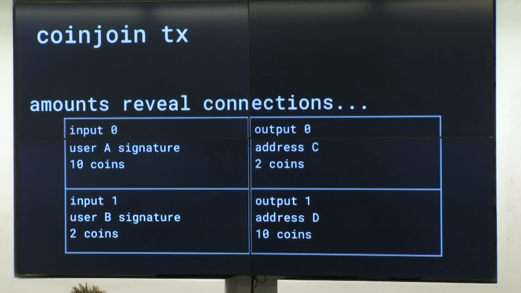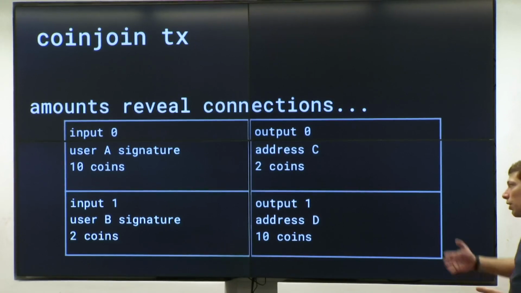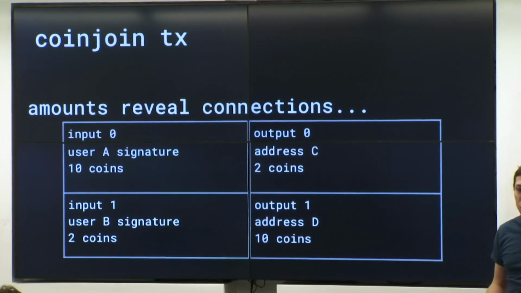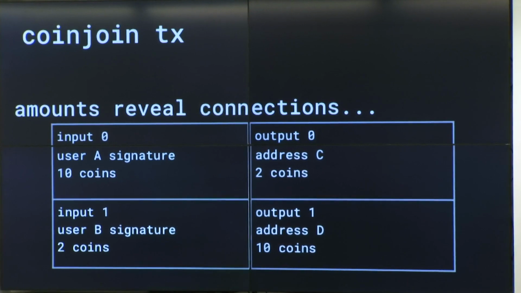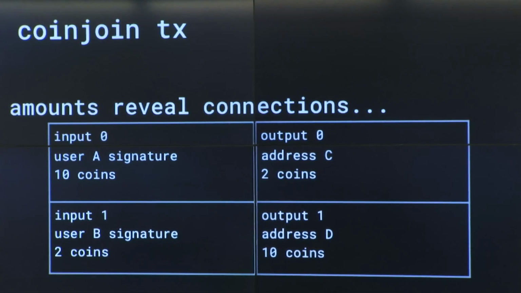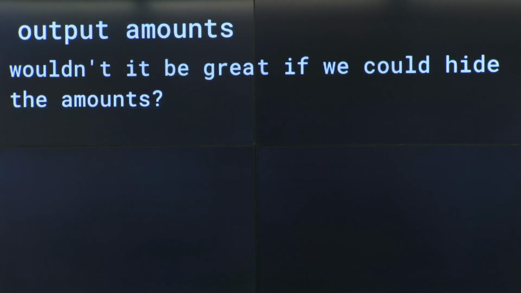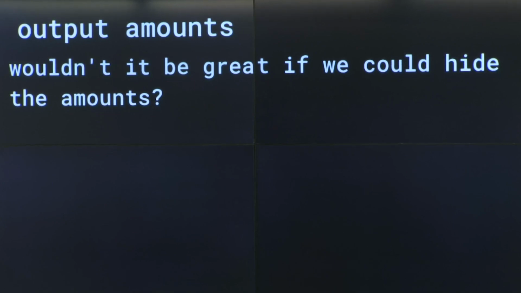And for things like aggregate signatures, maybe you can get people to aggregate their transactions together because it's cheaper and smaller. But in general, they'll have totally different input sizes and totally different output sizes, and it won't really give you any anonymity. It won't give you any privacy, and it hurts fungibility. So how can we do this? Wouldn't it be great if we could just hide the output amounts? That would be really cool.